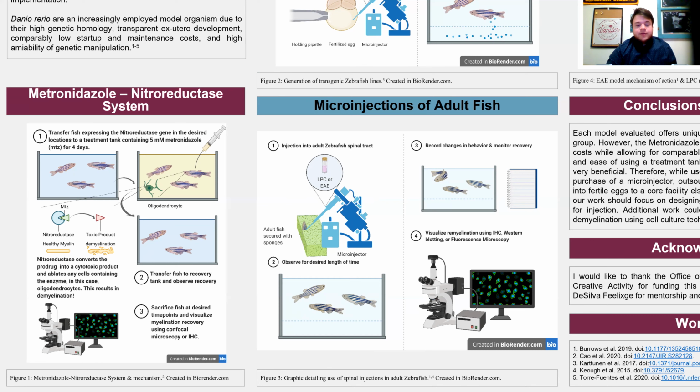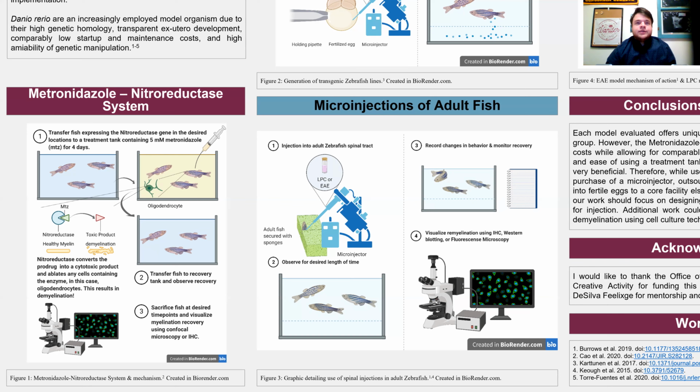So to do a microinjection, we're going to anesthetize the fish so it's not going to feel any pain during the surgery. Then we're going to do a small surgery to expose the spinal cord, and then we can move in a microinjector needle and inject a very small amount of the toxin into the spinal cord to allow us to watch how demyelination happens. The fish will be knocked out, it won't feel any pain during this.